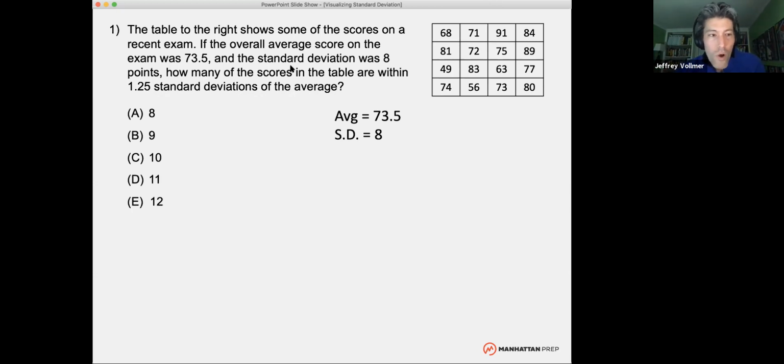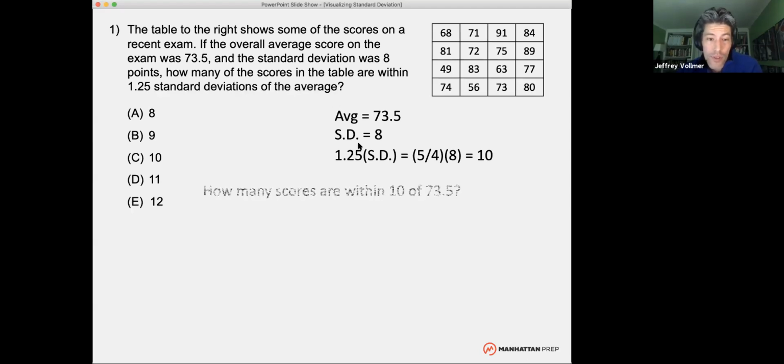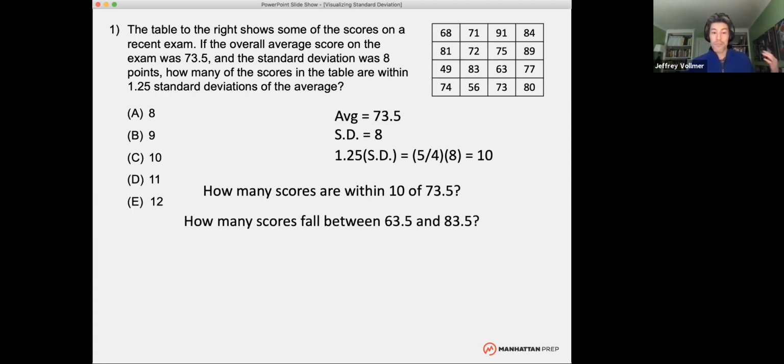All right, so what we're trying to do is figure out how many of these scores are within 1.25 standard deviations of the average. Well, let's just figure out what 1.25 standard deviations is. 1.25, that's 5/4. So 5/4 of 8 is 10. So how many of the scores are within 10 of the average? That's probably how I want to think about this. How many scores are within 10 of 73.5? Maybe I just rephrase that again. How many scores are in this range from 63.5 to 83.5?